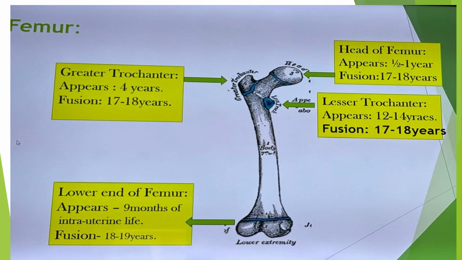Next, we'll see the femur. The head of femur appears at 1 year. Fusion is 17 to 18 years. Lesser trochanter appears at 12 to 14 years. Sorry, the spelling of years is wrong there. The fusion is 17 to 18 years. The greater trochanter appears at 4 years. Fusion is 17 to 18 years. The lower end of femur appears at 9 months of intrauterine life, and fusion is 18 to 19 years.